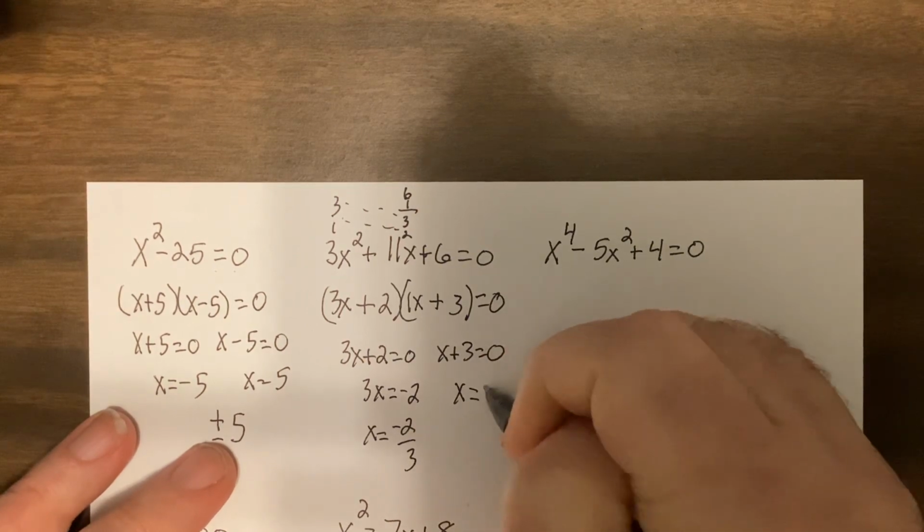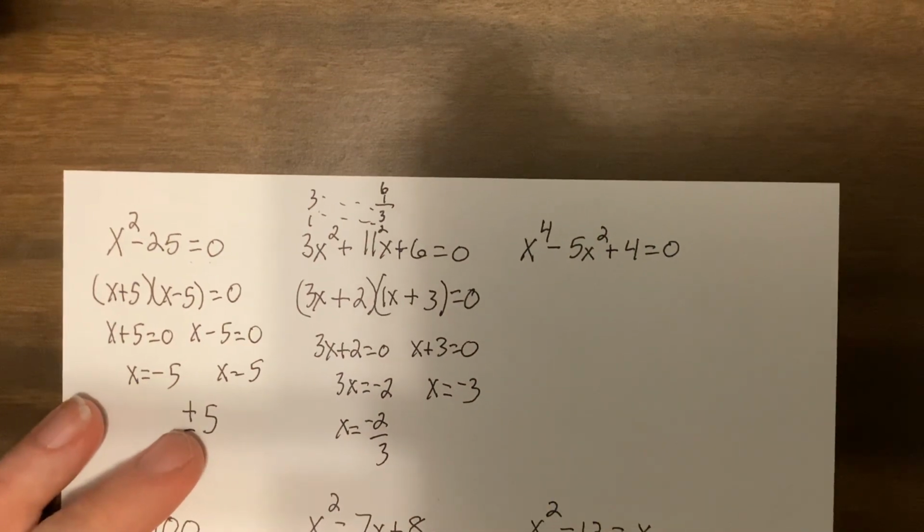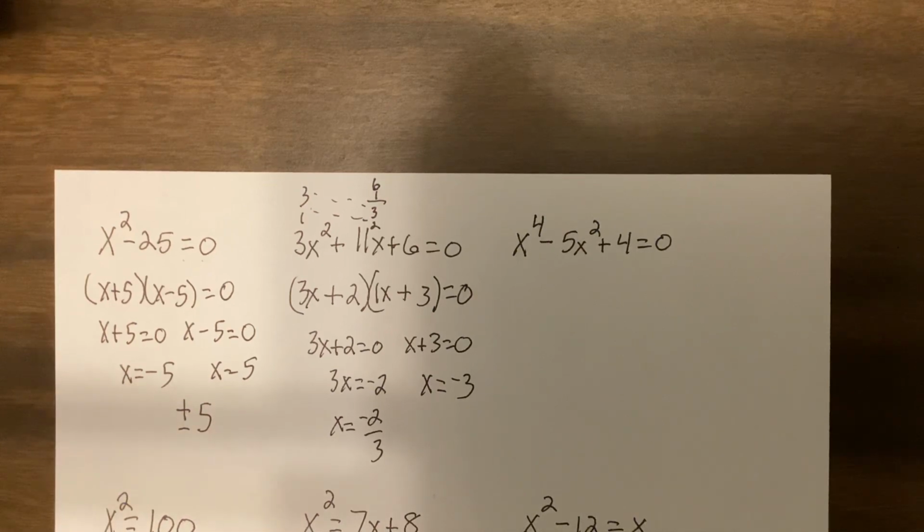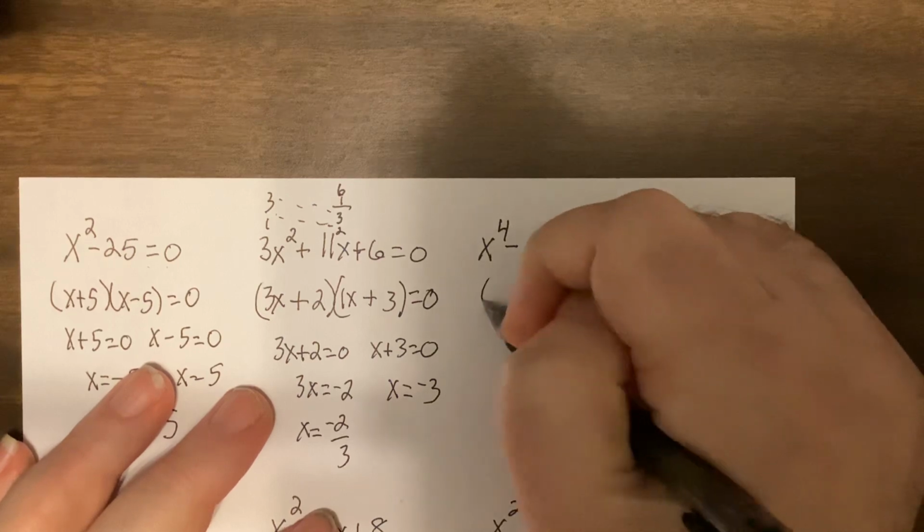X equals negative 3. How are we doing, kids? Is this easy peasy chocolate Snicker bars? I don't know. So here we go.